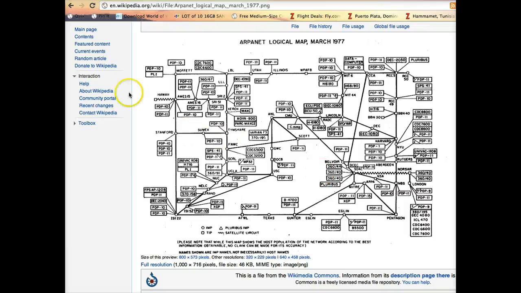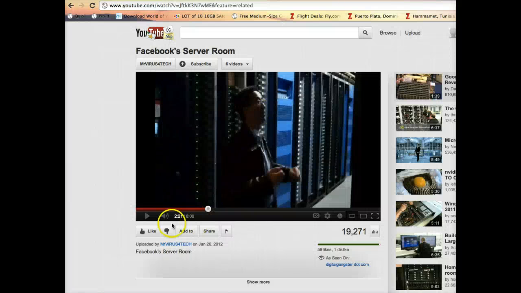So this is a map. This is an actual map of the original ARPANET. It was shut down eventually in the late 1980s, but that was because by then they had a much larger network going on. I might show you this video here. This today is what the computers look like that make up the main systems.